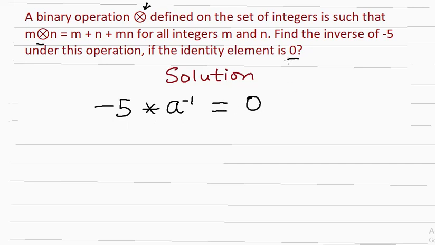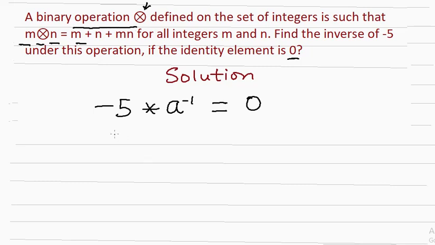Whatever the identity element is, that's what you're going to equate that operation to. So you now use the definition that was given to express this operation. From this operation, you know very well that minus 5 is being represented by m, while a inverse is being represented by n. So let's use this definition to express that.